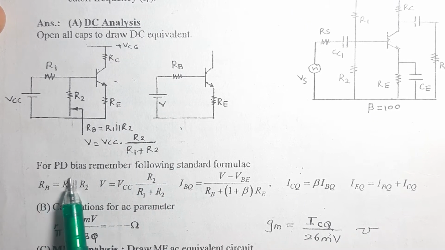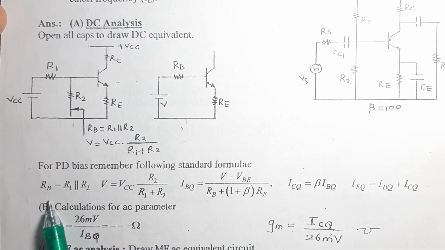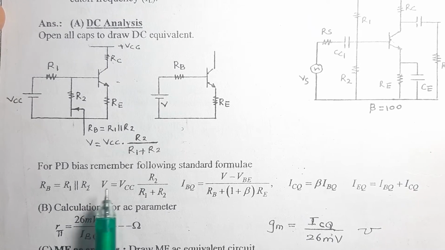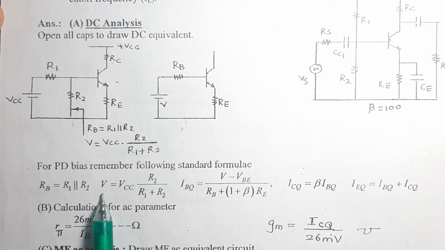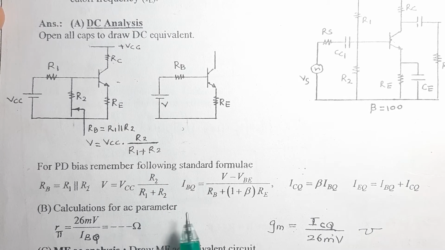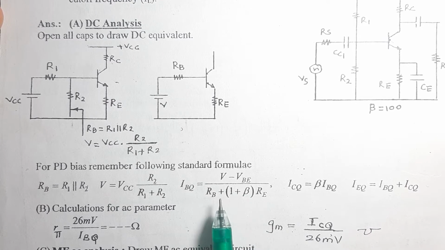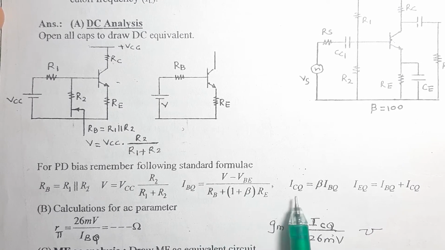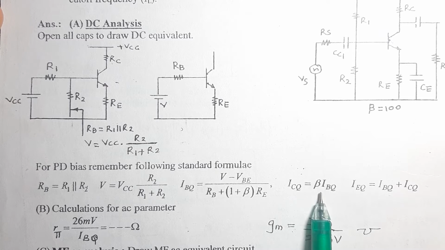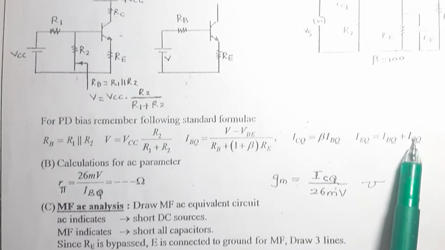Now for a PD bias, remember the following standard formulas. First, Maa ka pehla Ashirwad is nothing but RB, which is given by R1 parallel R2. Then you have V, which is Maa ka dusra Ashirwad, given as VCC into R2 upon R1 plus R2. Then you have IBQ, which equals V minus VBE upon RB plus 1 plus beta into RE. Then you have ICQ which is nothing but beta IB, and IE which is nothing but IB plus IC.